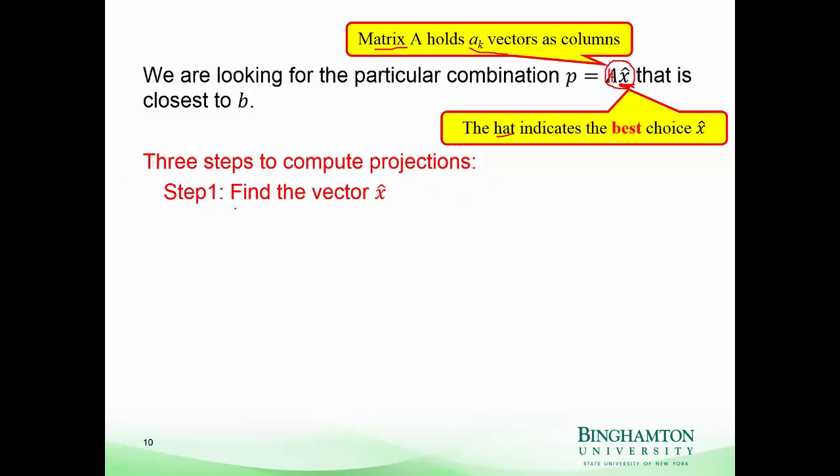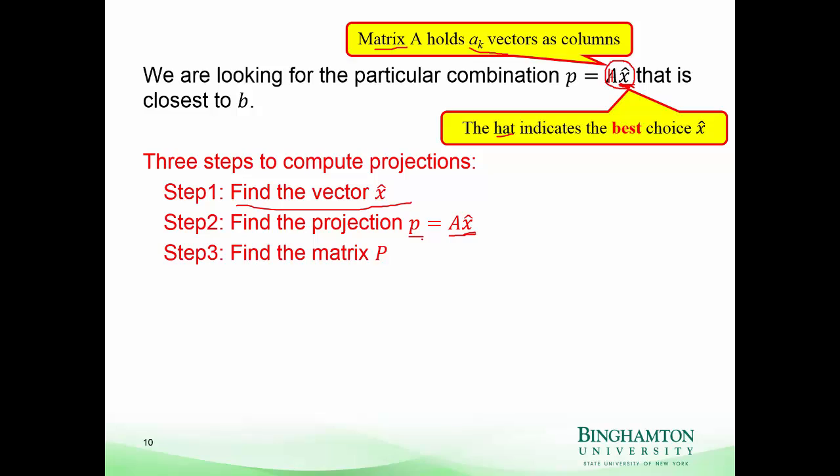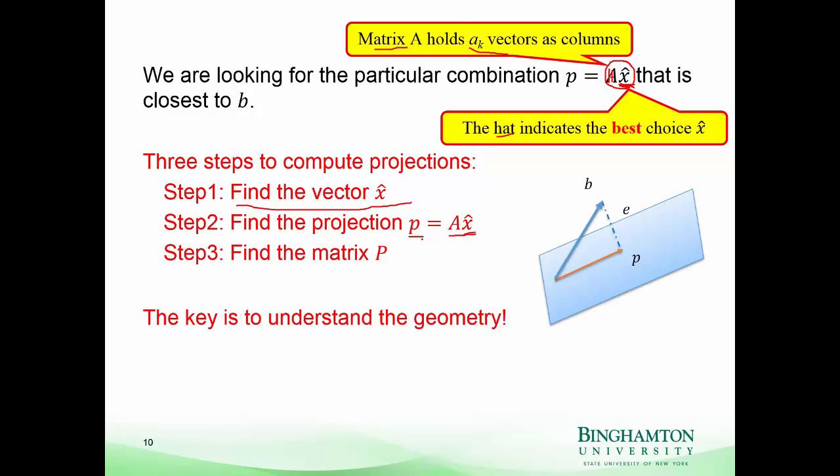Step 1, find the vector x hat. Okay, seems like a reasonable step. Step 2, find the projection, which we know is just, we take the vector x hat that we just found and we pre-multiply A times x hat, and that gives us the projection. And then step 3, interpret that to find out what the projection matrix looks like. And really step 4, I don't show it here, that's the big thing. Try to understand what it looks like, why it works that way, what it tells you.